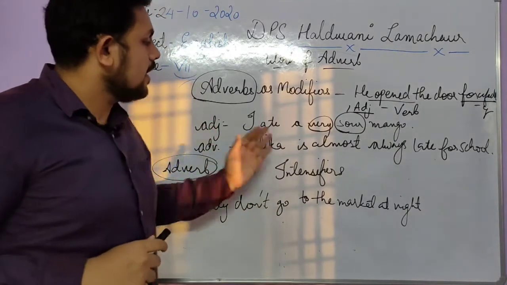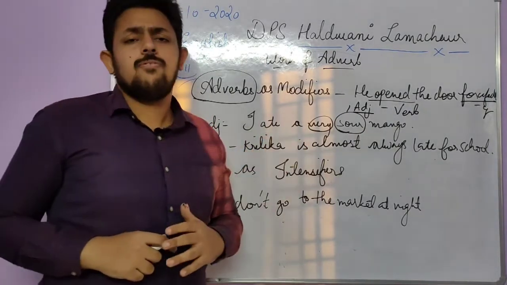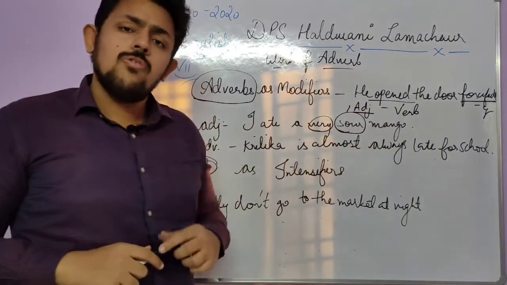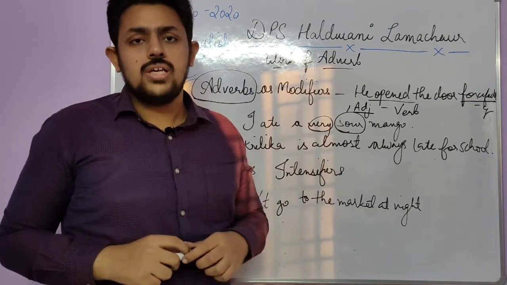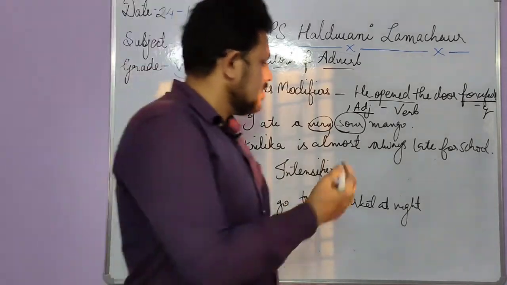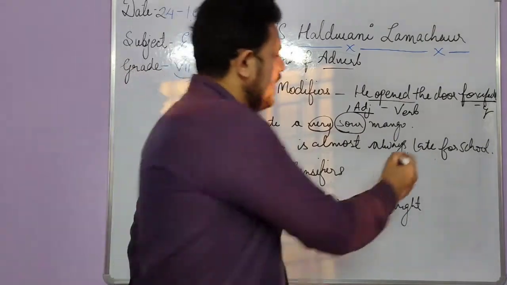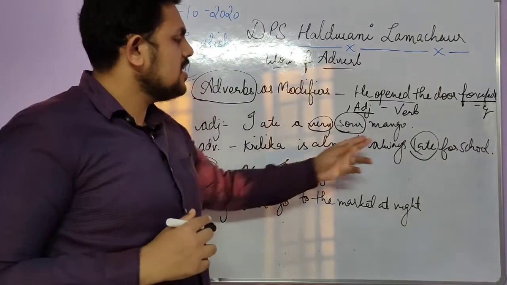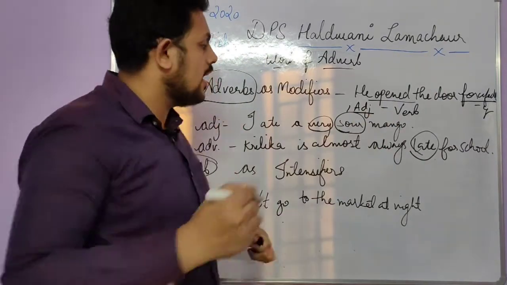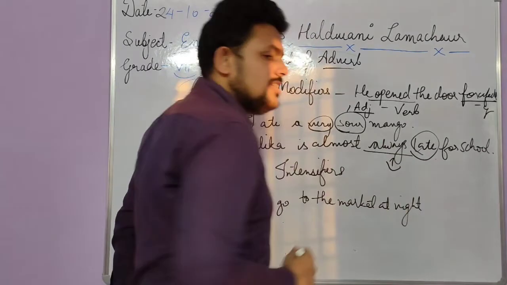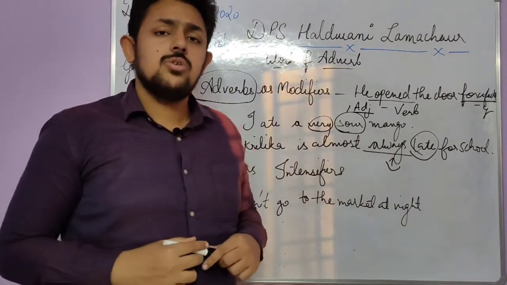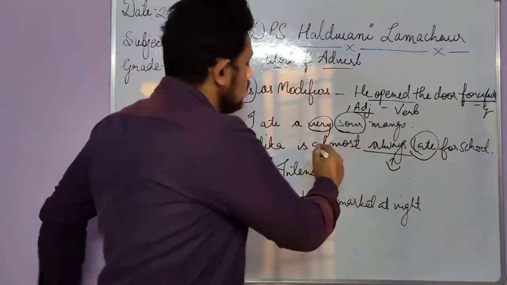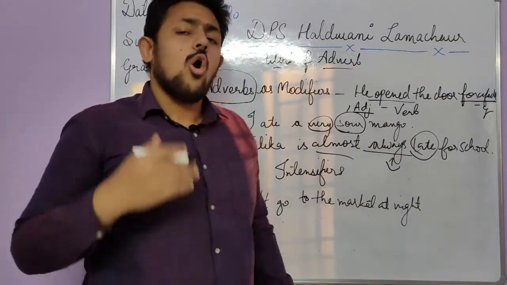See, Kritika is always late for school. First of all, Kritika is late for school. How often is Kritika late for school? Always. Late is the verb. But how often is she late? So she is always late. So the adverb is "always". It is defining how often she is late to school. But here we have put one more adverb: almost. She is almost always.